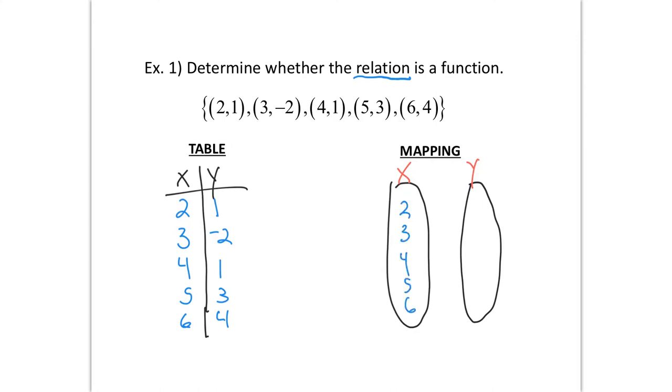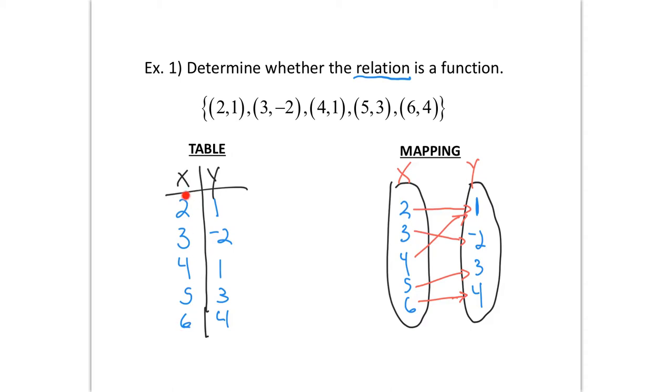And my y values, the 1 is repeating, so I'm going to put a 1. The -2, notice the 1 is repeating here, so you just write it down once. The 3 and the 4. I'm going to start connecting the x's to the y's. So the 2 goes to the 1, 3 goes to -2, 4 goes to 1, 5 goes to 3, and 6 goes to 4.